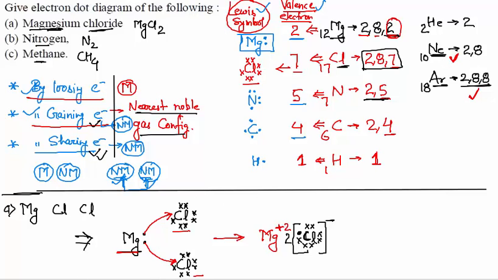Okay, so nitrogen is in need of 3 electrons to achieve its nearest noble gas, which is neon, with configuration 2,8. The electronic configuration of nitrogen is 2,5. So what will it do? Just guess. It's pretty simple. The two nitrogens will share these 3 electrons with each other. So what will happen now?